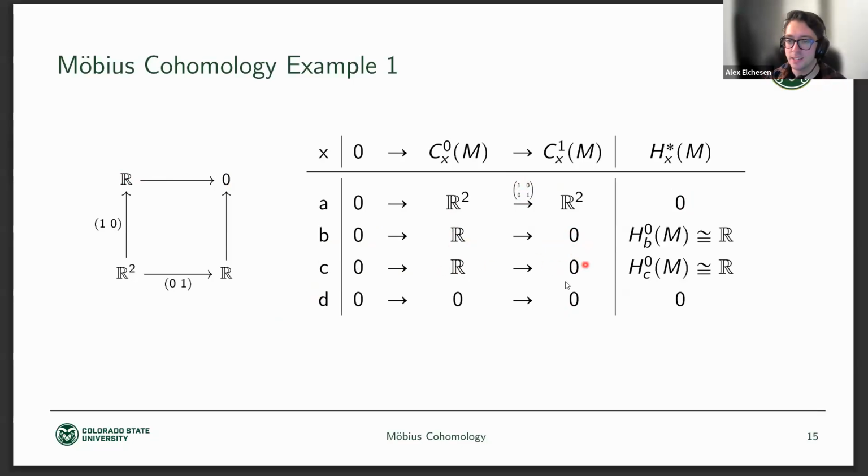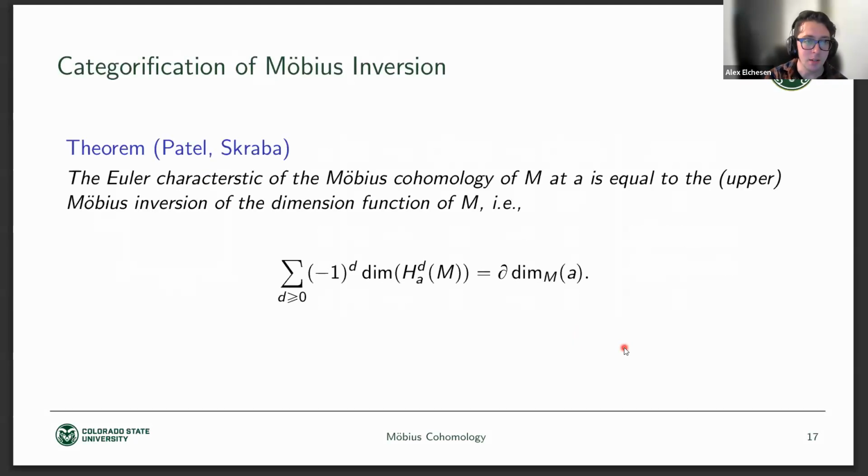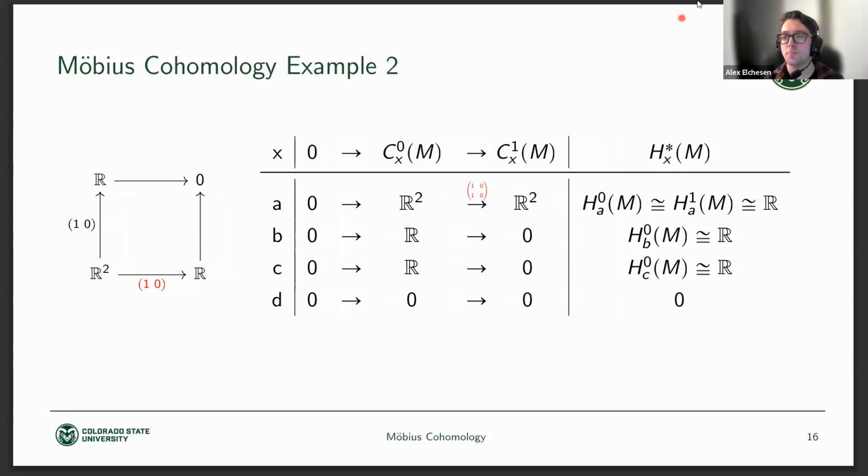And then same with C. And then with D, everything's trivial because we're just looking at chains starting at D. Everything's 0 above D. So we get 0. So that's our Möbius cohomology. Let's look at the other example, which is a little more interesting.